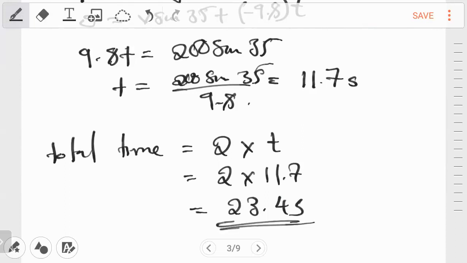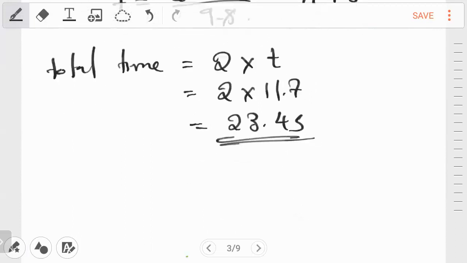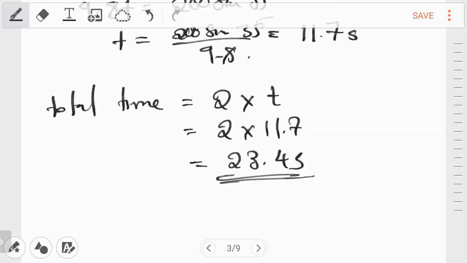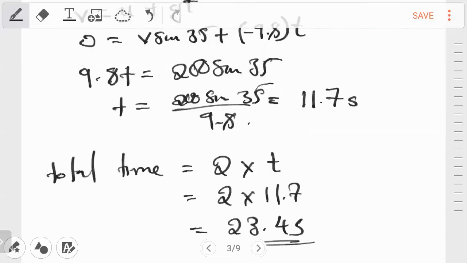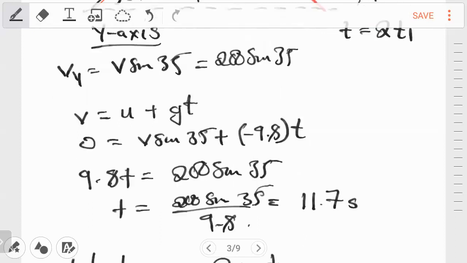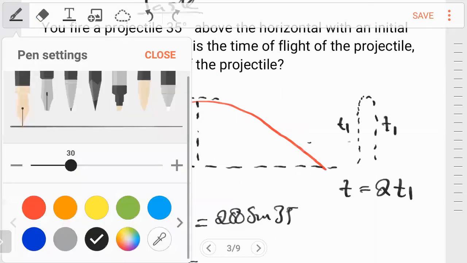Okay. Now, next up, the next part of the question, what are they saying? The question wants us to find the range of the projectile. So we've obtained what the time is. Now they want us to find the range. So for the range, we're going in the x-axis. So we need to find the horizontal velocity.